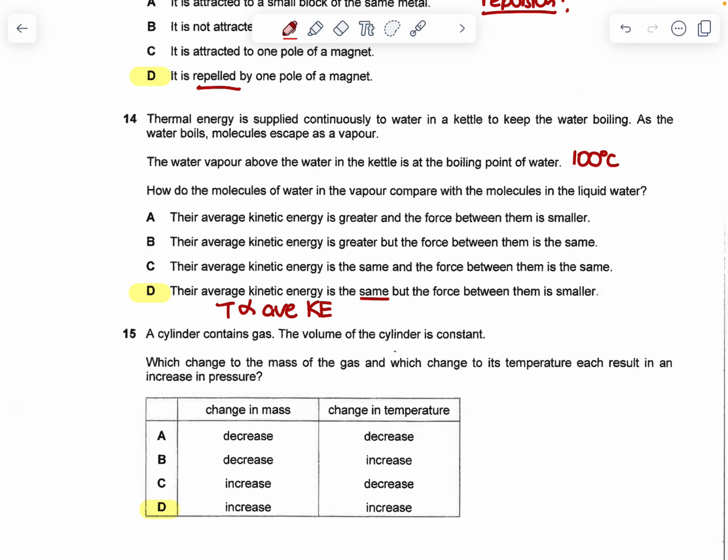However, now the force that they're talking about is the attractive intermolecular forces. And because of a change in state, the IPE actually increases. So the liquid water should have lesser IPE and actually less forces of attraction.